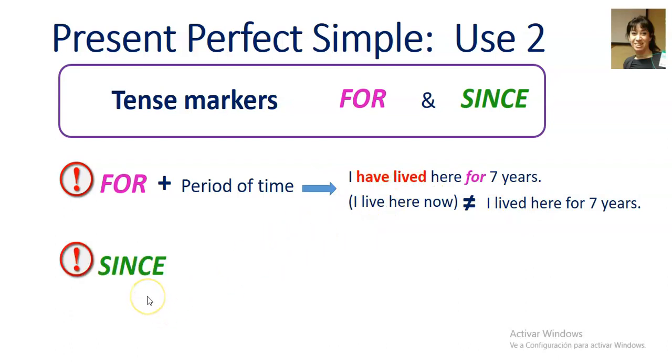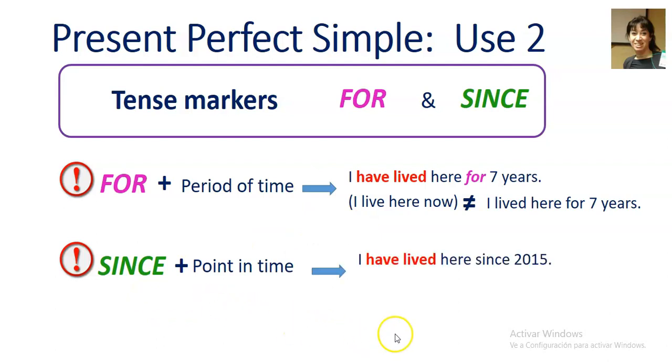What happens with since? Since is followed by a point in time. For example, I can say, I have lived here since 2015. I live here now.